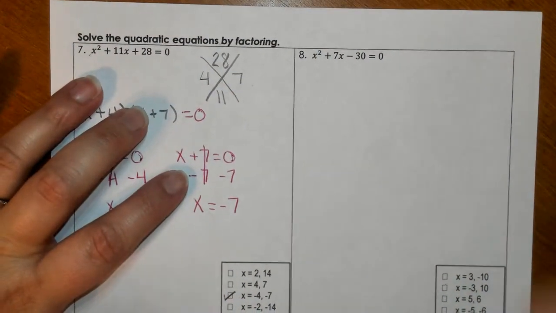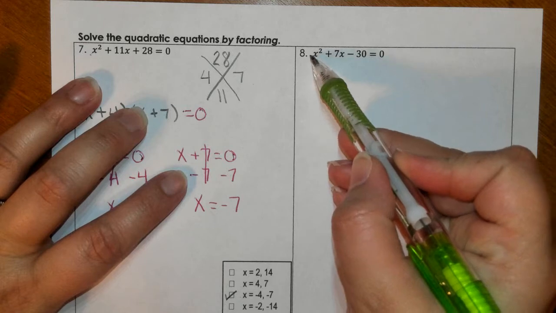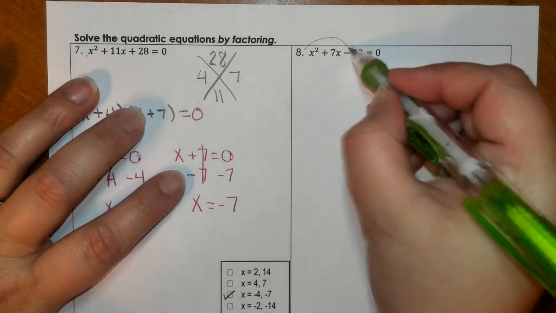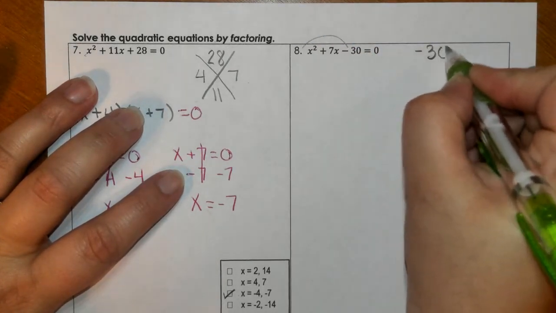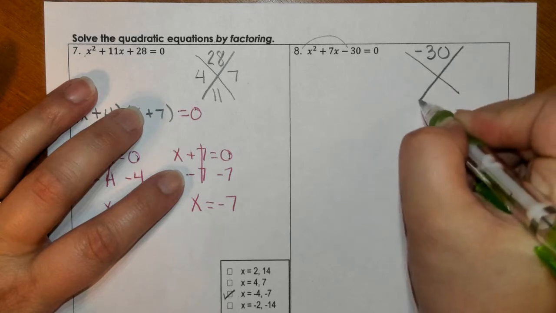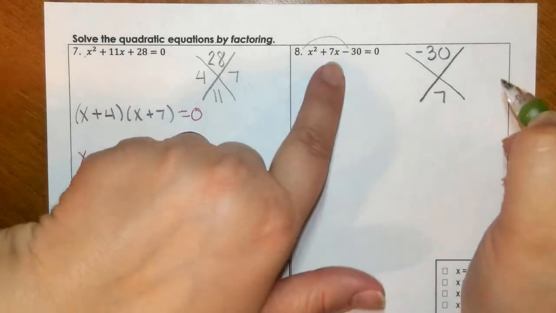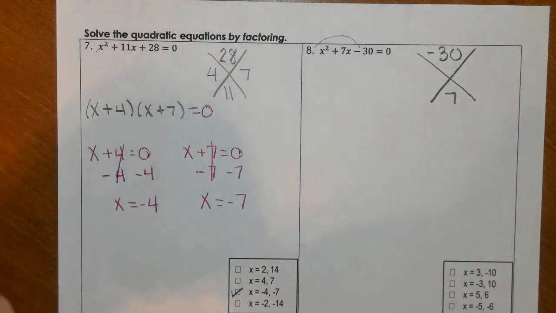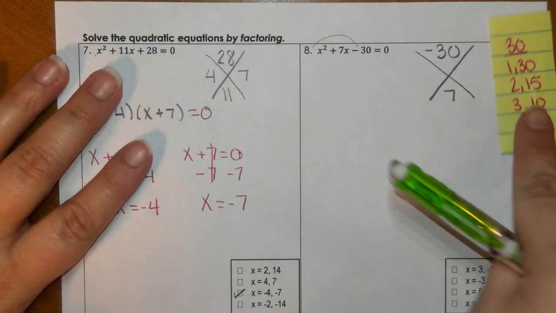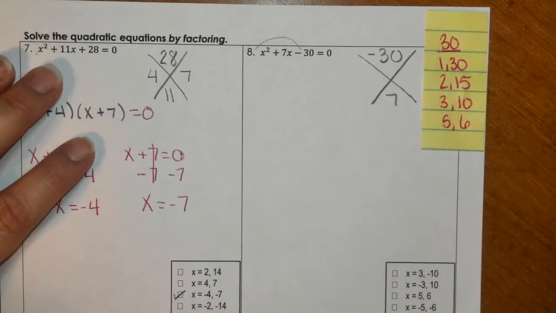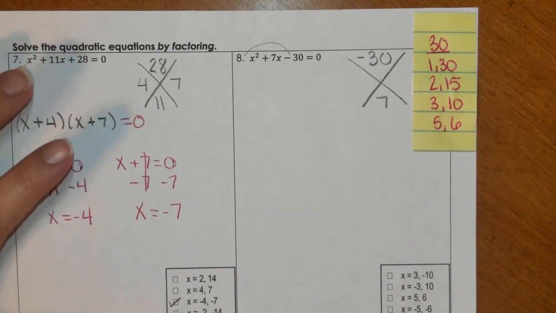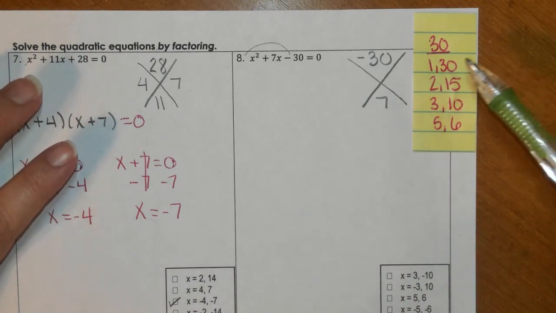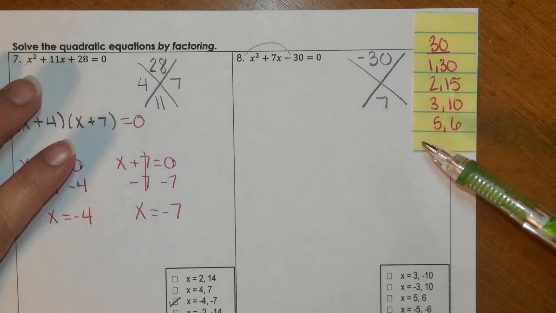So number 8, this is going to be X factor because of that 1. So 1 times -30 is -30. We are trying to get to that 7 in the middle. And so the factors of 30 are listed here. You can also use your pink factor sheet to help you with your factors. Okay, so which one can make a 7?